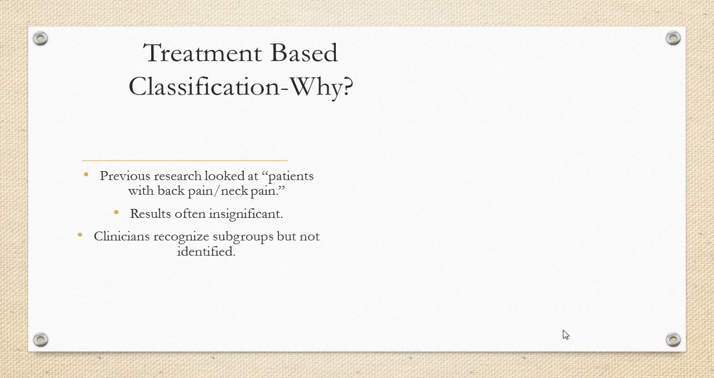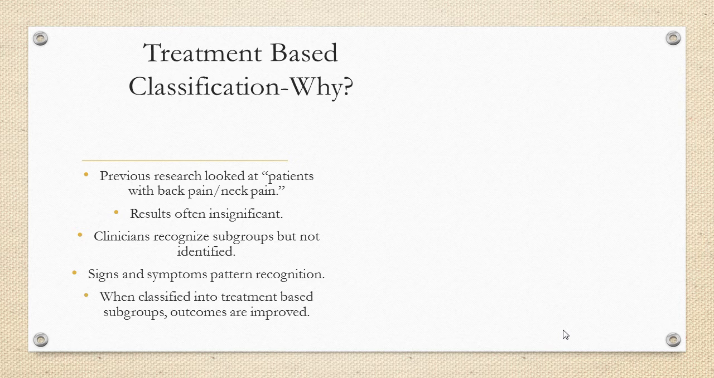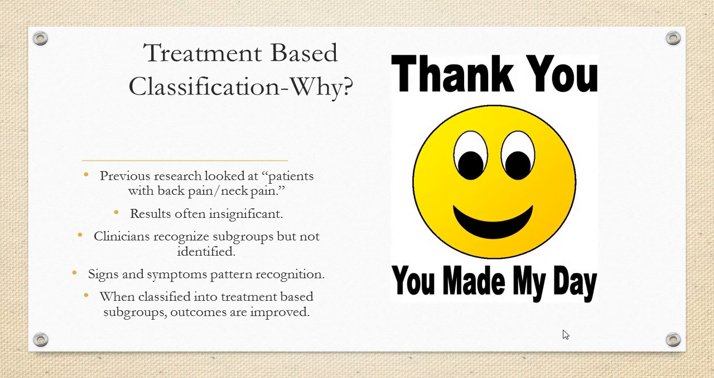As clinicians, we recognize that there are subgroups within these particular diagnoses, but treatment approaches or classifications have not been identified. But again, we've been able to determine that there are specific signs and symptoms that we recognize in a particular pattern, which can help aid our treatment approach. And that's the basis of what treatment-based classification is. So when we take all of these considerations and look at a treatment-based classification, it's also important to the one person that's probably most important, and that's our patients. Because if we can classify our patients correctly, we can administer the most appropriate treatment for them to get them better.